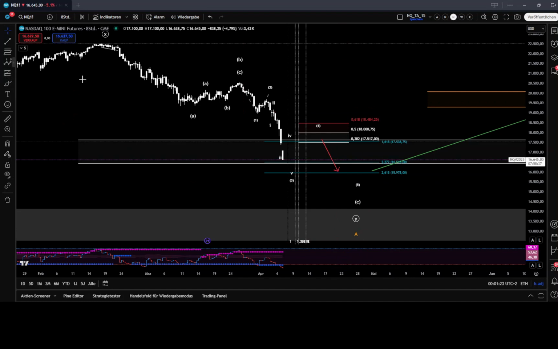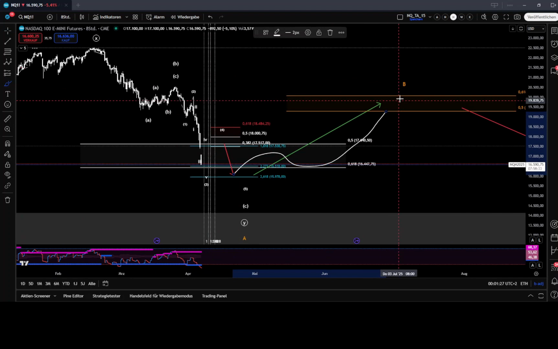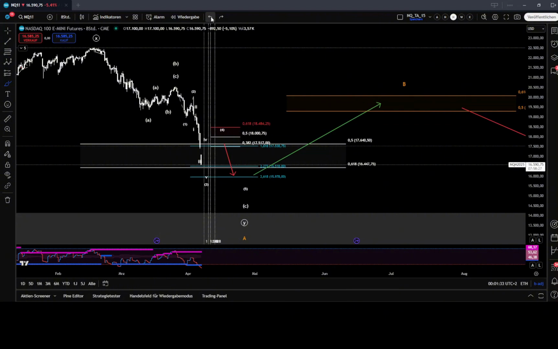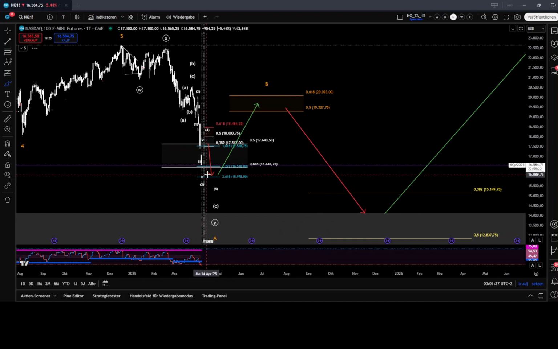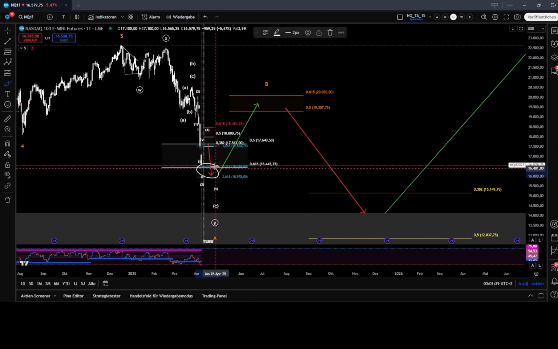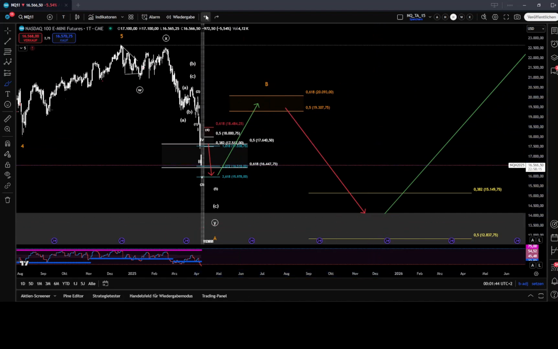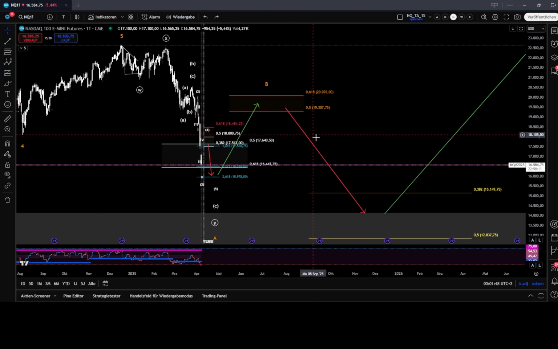And from that area, we should get another ABC correction to the upside in the minor B wave, and then another sell-off to the downside in the minor C wave. And that should then finish our, I'm going to go back so that you know where we are. In this area, we should turn around, get our B wave, and then another C wave to come into the target area of our primary degree, in the yellow labeling.